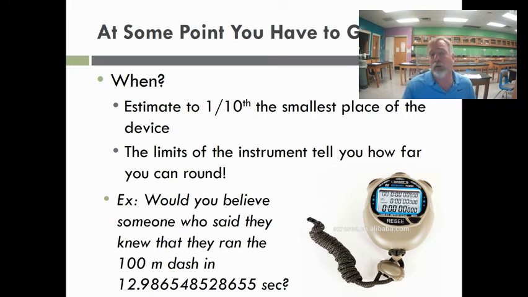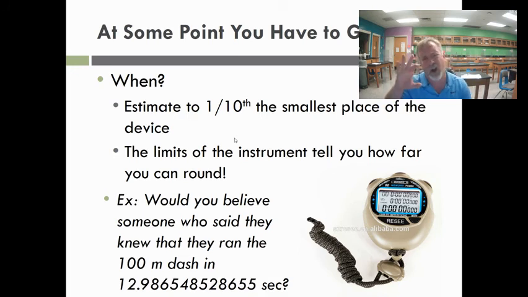So when we're using our tools here, when do we guess on our various tools? It's easiest to think of this with a graduated cylinder or a ruler. We're going to estimate to 1/10 of the smallest place on our device. So if we look at a ruler or a graduated cylinder, we had those tick marks, and we were talking about those increments earlier, right? We're going to look between the two smallest lines, the two closest lines on our measuring device, and then estimate 1/10 of the way in between.